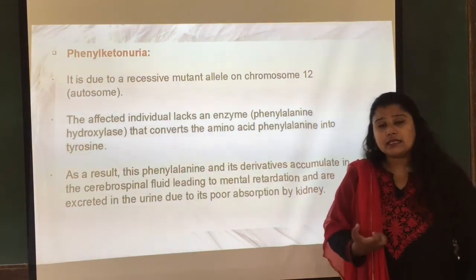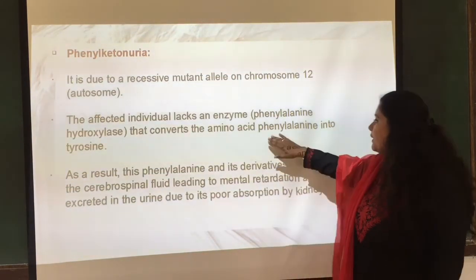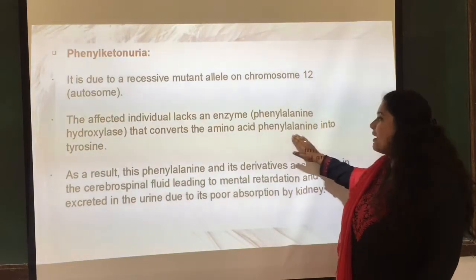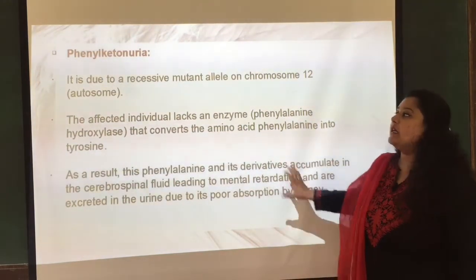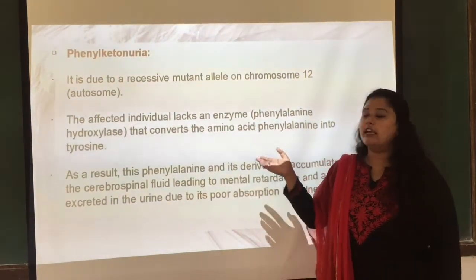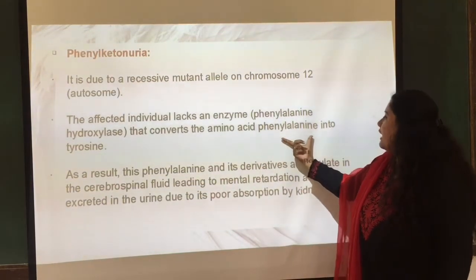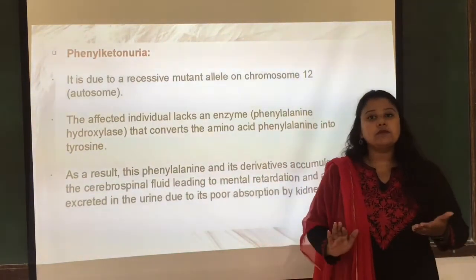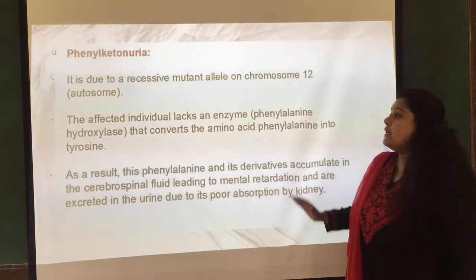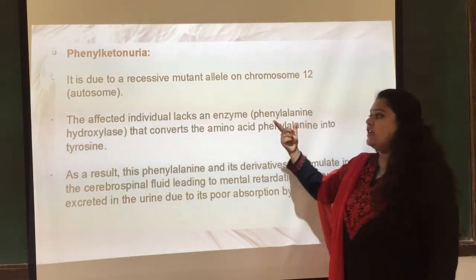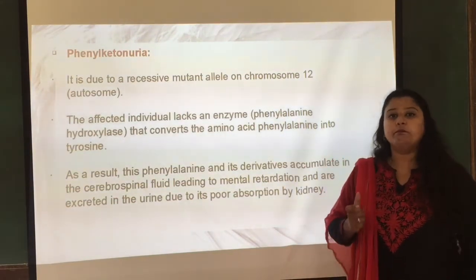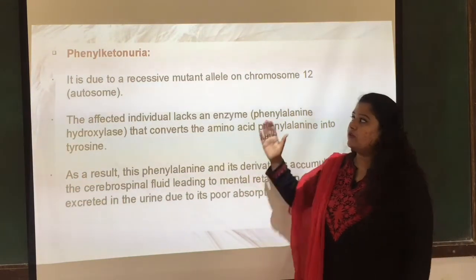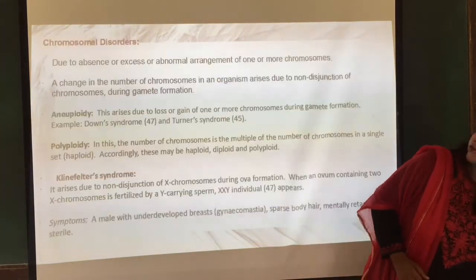And why is it excreted out in the urine? Because this particular thing cannot be absorbed by the kidney. So this can create phenylketonuria. That means the conversion of phenylalanine into tyrosine is not possible, or it is not occurring, as the enzyme phenylalanine hydroxylase is not being produced, right? So this is all about phenylketonuria.